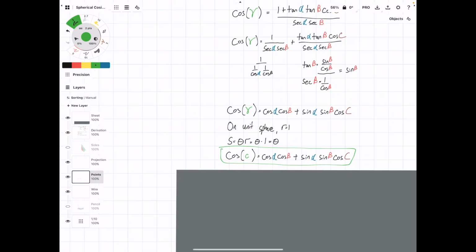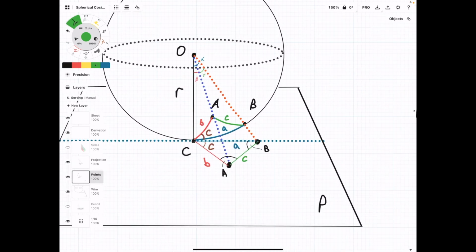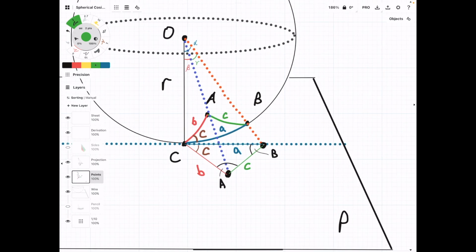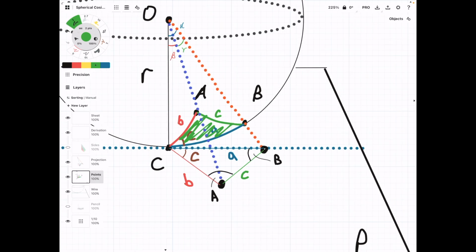And so if we go all the way back to where we started, what we're really proving or showing is that if we have a triangle on the surface of a sphere, like we have here, and we know two of the sides and the angle between them, so a side angle side spherical triangle, we can figure out what the missing side is using the angle across from it.